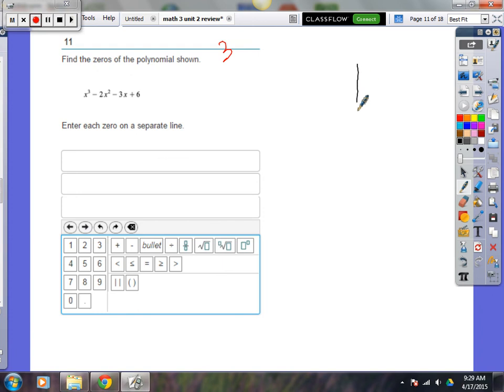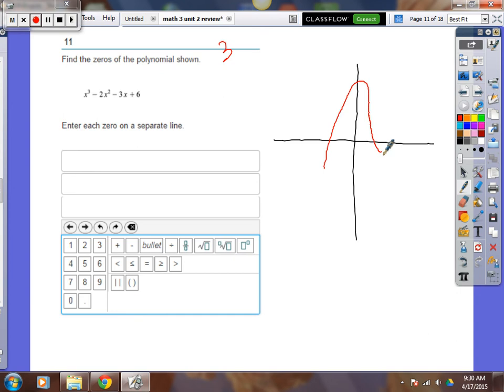Alright, so we're in business because it's going to cross 3 times. So your graph is going to look something like this. It's going to go like this, come up, and then come down here and go back up. So you're going to have 3 real zeros.